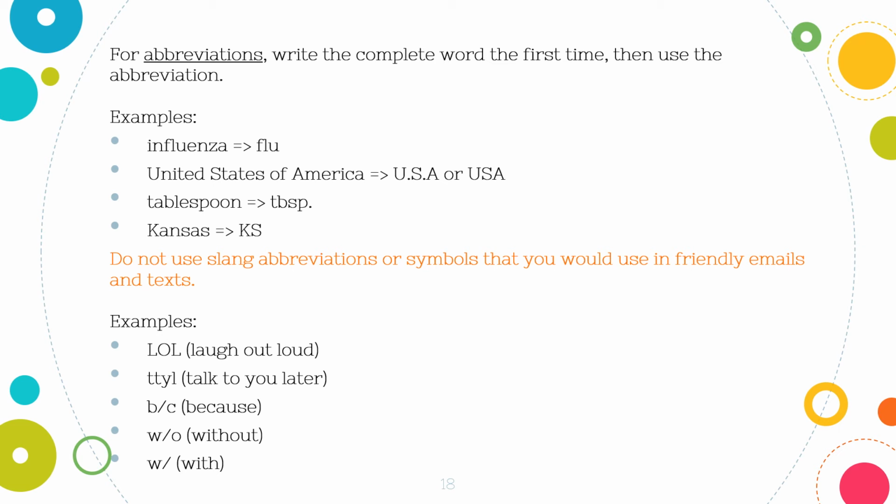United States of America, USA, with punctuation marks. Tablespoon is TBSP. Kansas is KS. Do not use slang abbreviations or symbols that you would use in friendly emails and texts. For example, LOL, short for laugh out loud, TTYL, talk to you later, BC, short for because. So you should avoid this.